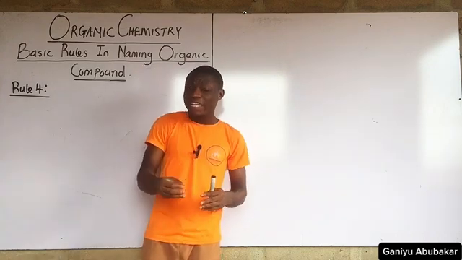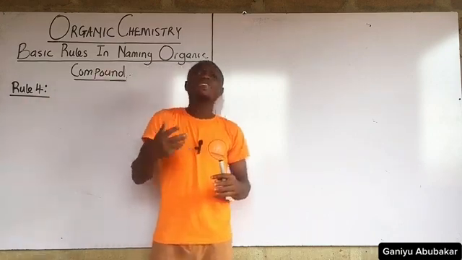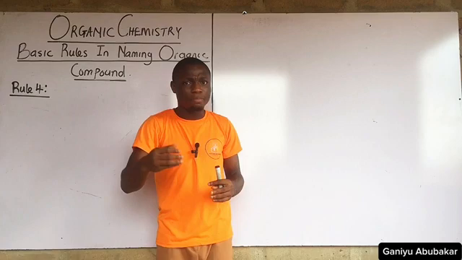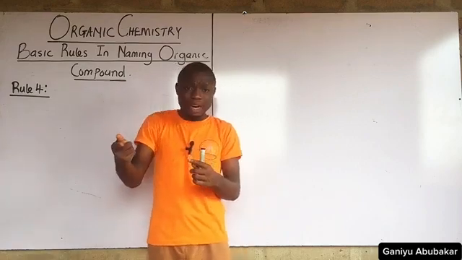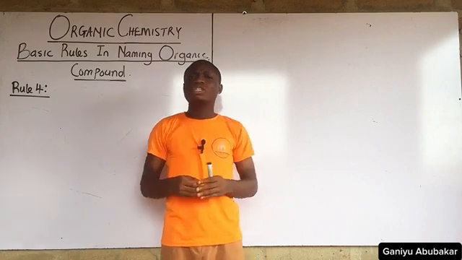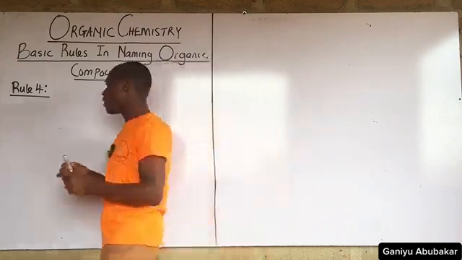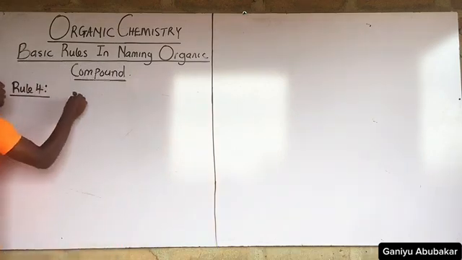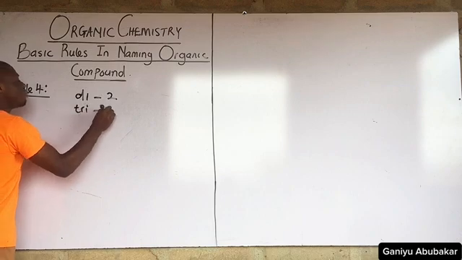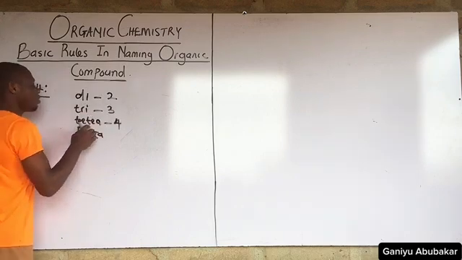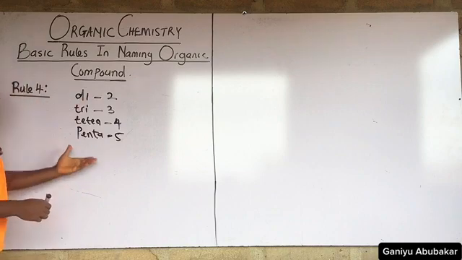So I'm saying that if in any organic compound you're having a substituent more than 1 time, the substituent occurs maybe 3 times or twice, the substituent should be represented using a prefix. That is, di for 2, tri for 3, tetra for 4, penta for 5, and it continues in this pattern.